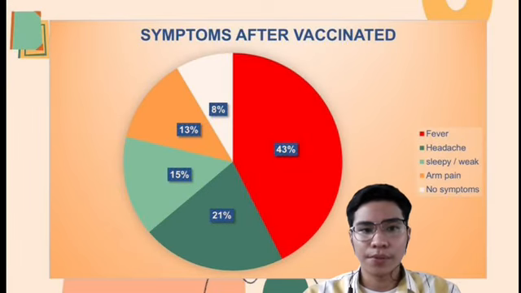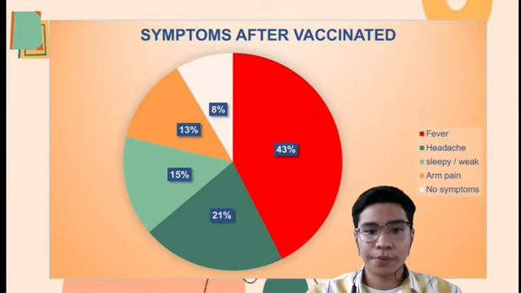This is my graph about symptoms after vaccination. The pie chart summarizes the fraction of the total number of symptoms among students after vaccination. As we can see in the chart, there are 5 categories of symptoms: fever, headache, body weakness, arm pain, and no symptom. Most of them have symptoms rather than none. Therefore, the symptom of fever is more drastic than others.